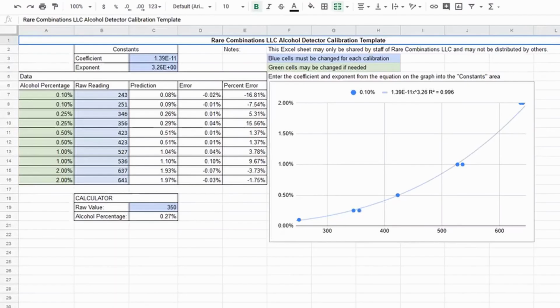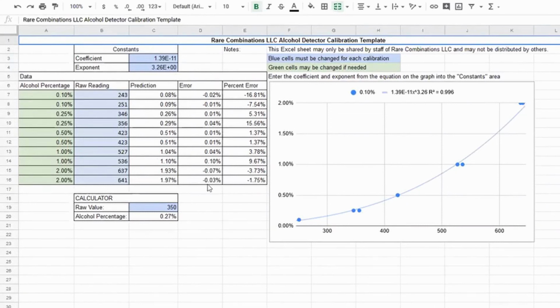Finally, this is really, really important. If you use Google Sheets, contact me and I will give you the Google Sheets version of this Excel document. If you try to import this Excel document into Google Sheets, it just completely breaks. The two programs just talk differently. So it's very important that you use the Google Sheets version if you're going to use Google Sheets.